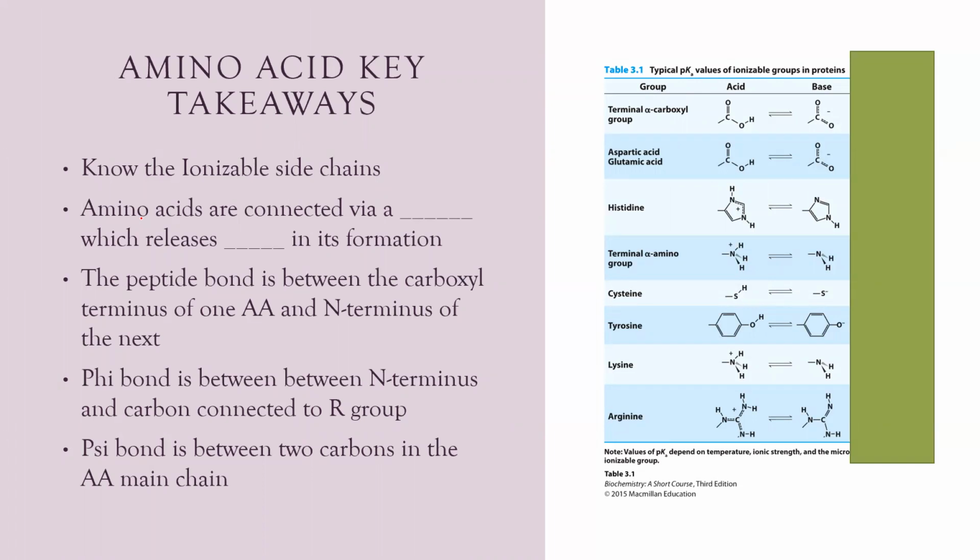Amino acids are connected via a peptide bond, which releases a water molecule in its formation, right? The peptide bond is between the carboxyl terminus of one amino acid and the amino terminus of the next. The phi bond is between the N terminus and the carbon connected to the R group. Okay, we kind of went through this. Do you guys want me to draw them?